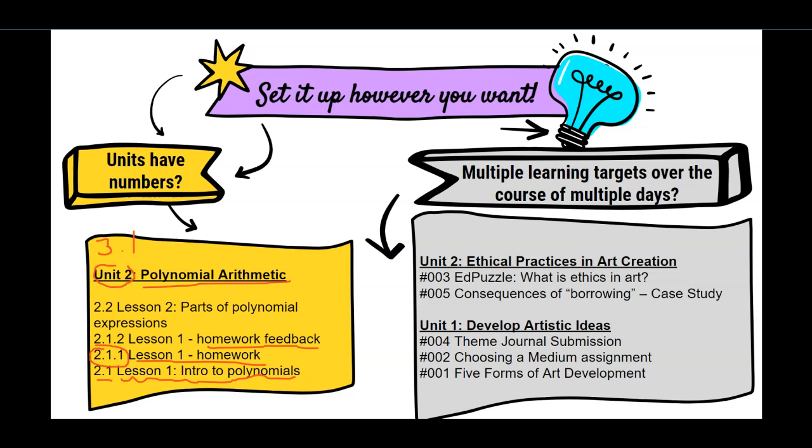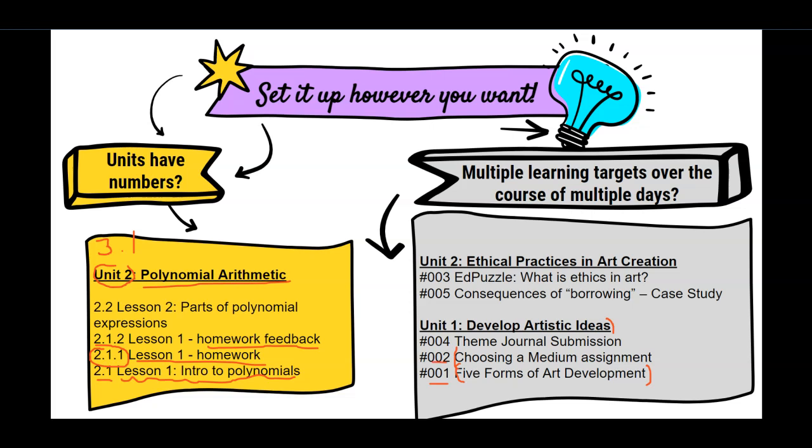Now, perhaps you don't have units that are listed like that numerically, and instead you're working on multiple things at a time. Perhaps you're doing more project-based learning, and there are multiple projects happening at the same time. You could still have units separated, but the numbers you're using jump all over the place. So perhaps in an art class, your first unit is about developing artistic ideas. You've got this 001, talking about the 5 forms of developing art, like how do you brainstorm, etc. Then you talk about choosing a medium, which is 002.